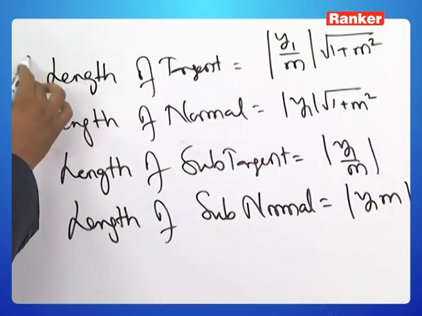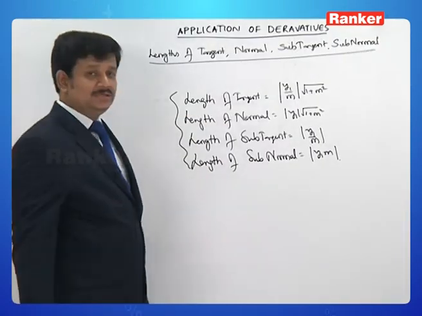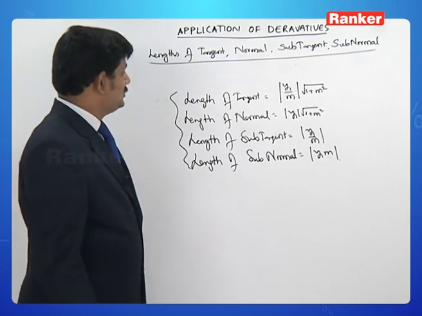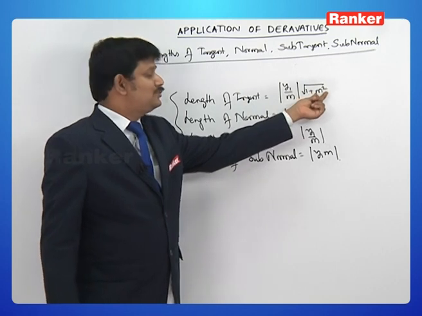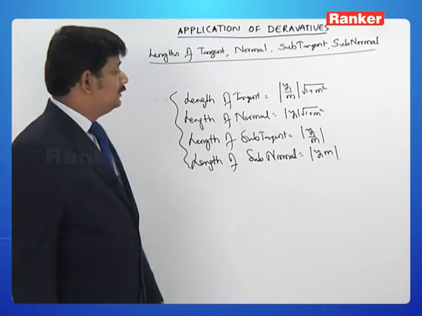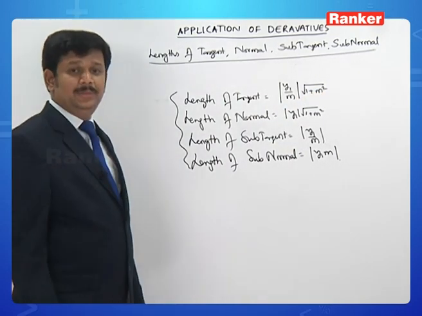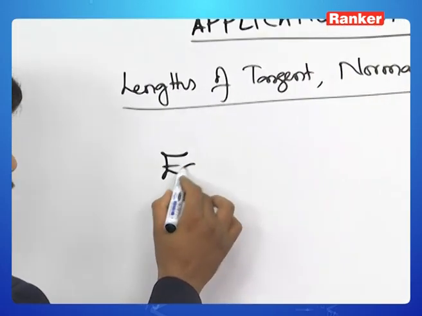So these are the terms which have geometric significance with respect to any curve, and to find these lengths we are making use of application of derivatives here; m is nothing but the derivative dy by dx at that particular point. Let us look at an example.